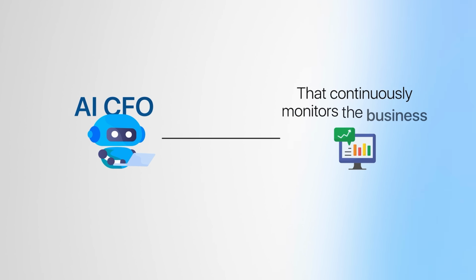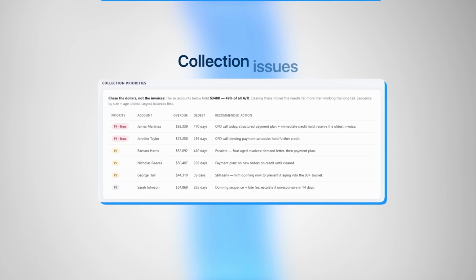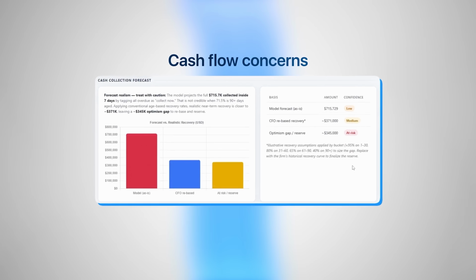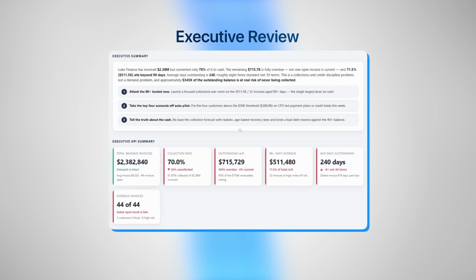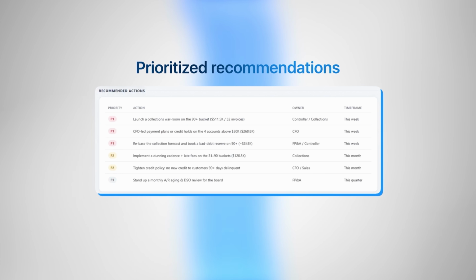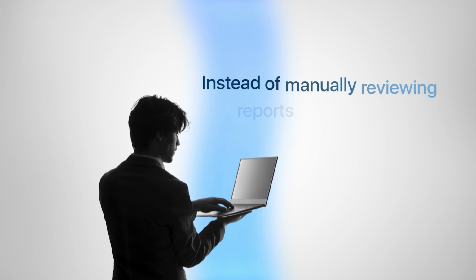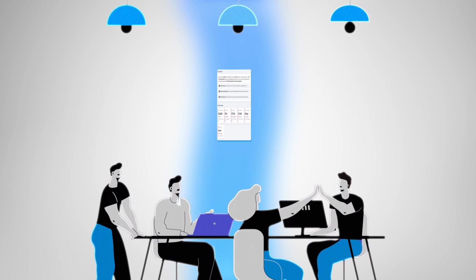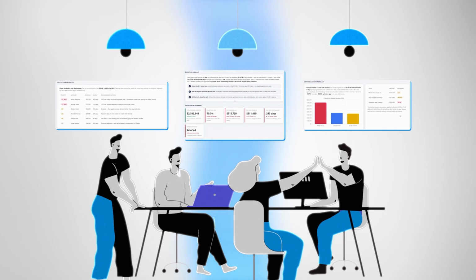I've created an AI CFO that continuously monitors the business, automatically identifies overdue receivables, customer concentration risk, collection issues, and cash flow concerns, and then it turns those findings into a complete executive review with prioritized recommendations for management. Instead of manually reviewing reports every month, leadership gets an on-demand CFO briefing built directly from the latest financial data.